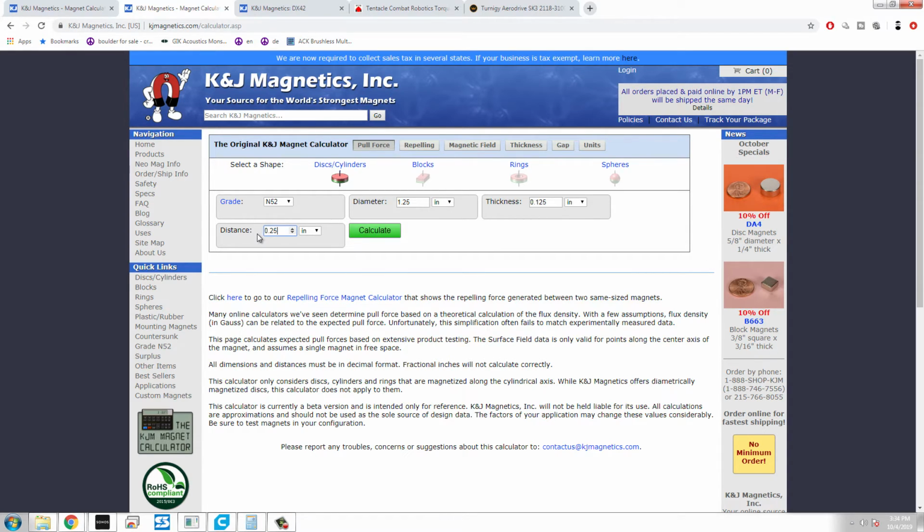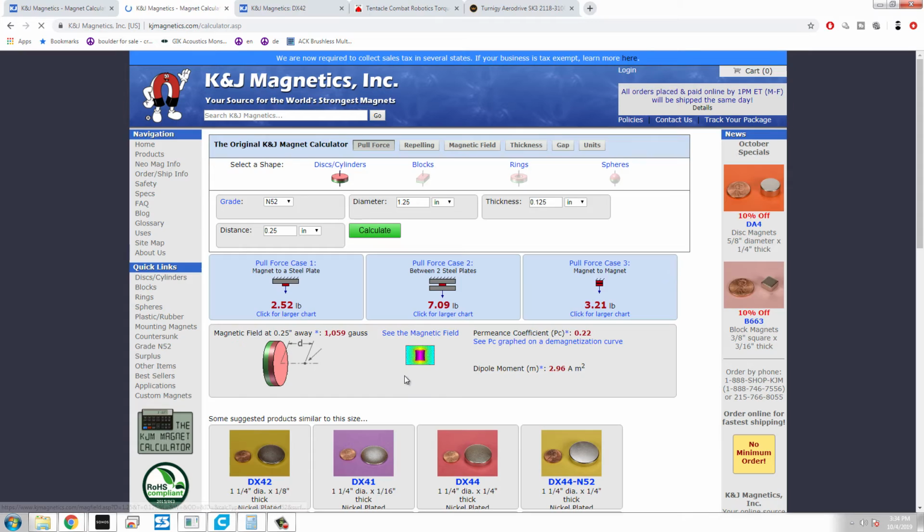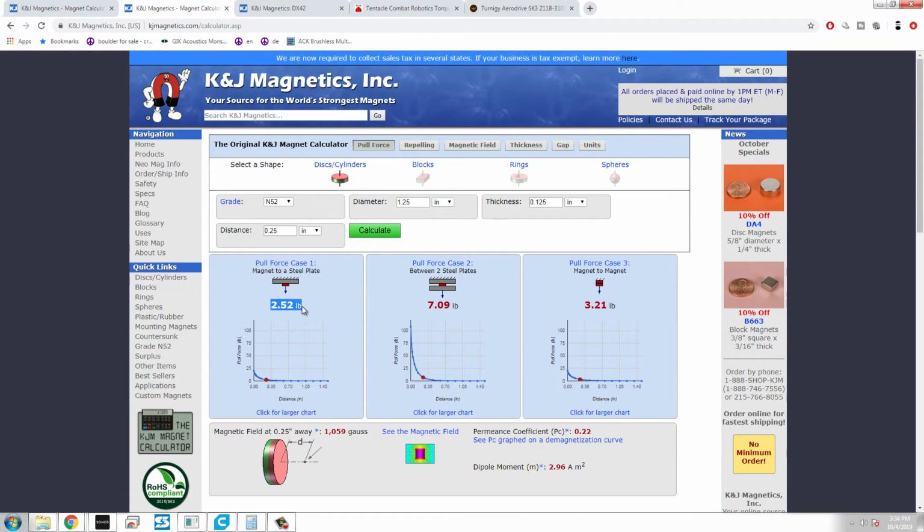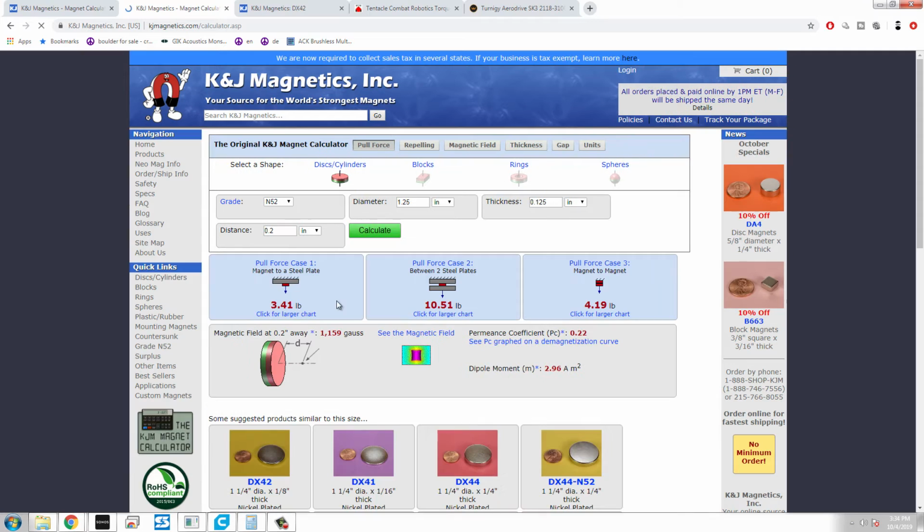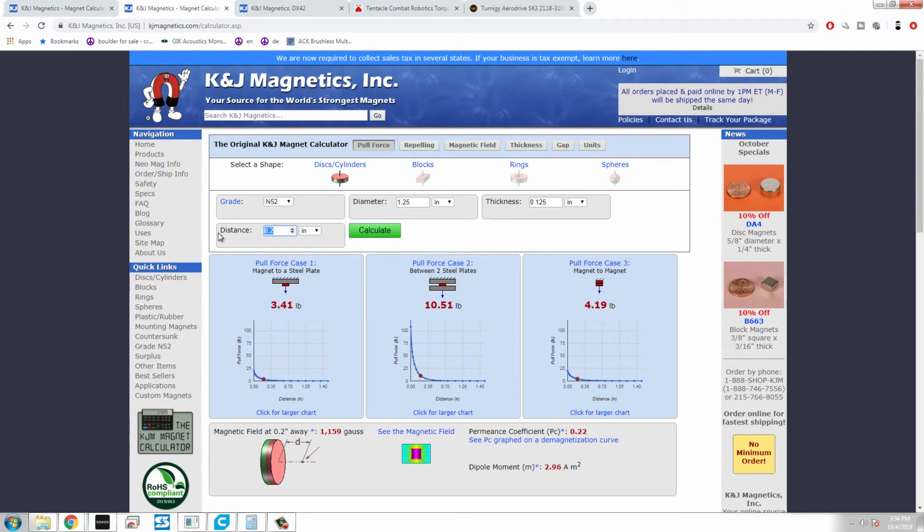In my case, they're about 0.25 inch away from the floor. So let's go ahead and hit calculate. Each one of these magnets is going to have a pull force of 2.52 pounds. If we look over here at Case 1, Case 2, Case 3, you can see there are different cases. If it was between two steel plates, it's much different. Magnet to magnet, it's different. But we're basically magnet to a steel plate, that being the floor. And you can see down here the fall off. If we get this just a tiny bit closer, we actually get a lot stronger force out of it. So something to keep in mind when you're designing: make sure you have this distance set.